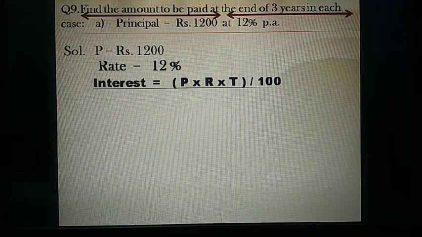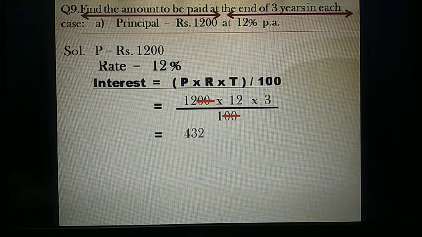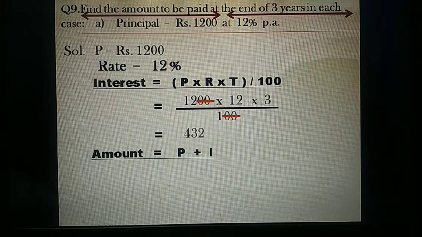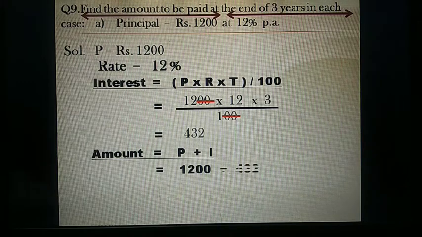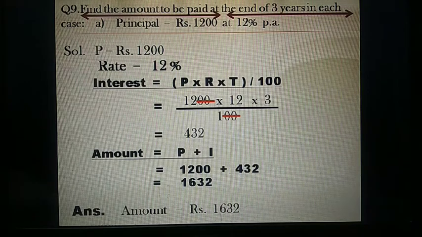Interest is equal to P into R into T upon 100. So we can write it as 1200 into 12 into 3 upon 100. Cancelling 0, 0, you will get the final answer as 12 into 12 into 3, that is 432. This is the value for interest, the amount which you will pay extra. Total amount that she is supposed to pay at the end is P plus I, the sum borrowed plus extra amount, which is equal to 1200 plus 432, that is 1632. So the answer is amount is equal to rupees 1632.